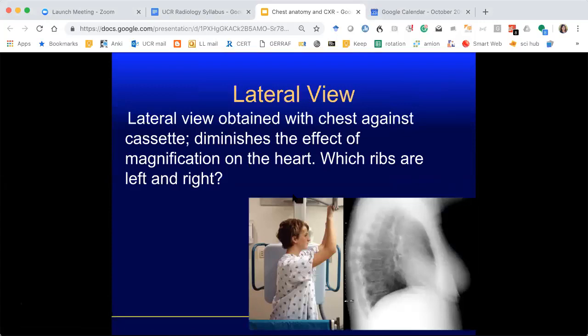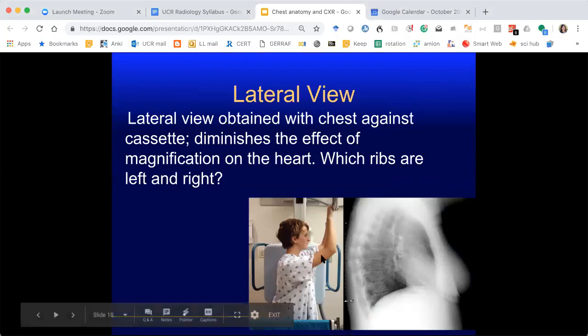The lateral radiograph is obtained with the patient in the lateral position. Which ribs are left and right? So this patient's right is closer to us and the left side is away from us. If you look at this image, which set of ribs is right or left? The one that's bigger, or the one that's smaller? Any guess? Bigger is closer. Yes, exactly.